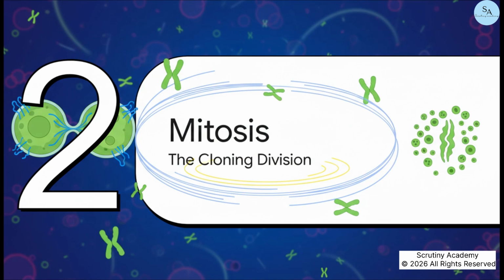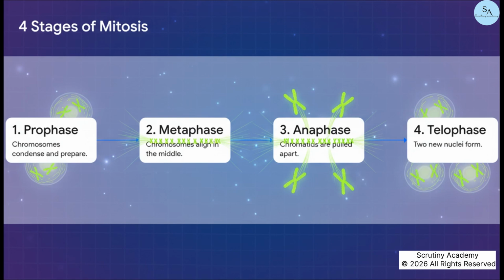All right, our cell has done its prep work and is ready to enter the M phase. The first type of division we're looking at is mitosis. Its job is really straightforward, but so important. It makes perfect, identical copies of cells. This is how we grow and how our bodies repair themselves, like when a cut on your skin heals. Mitosis happens in four very clear stages. And for your exams, you absolutely have to know this order by heart: prophase, metaphase, anaphase, and telophase.